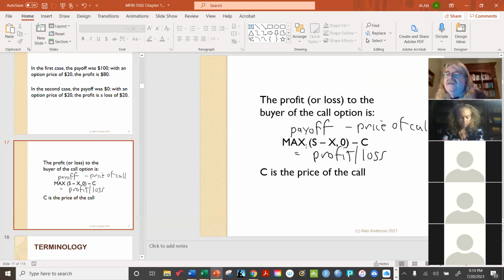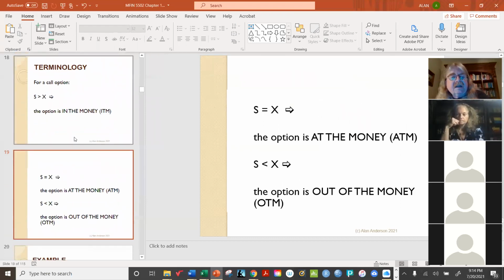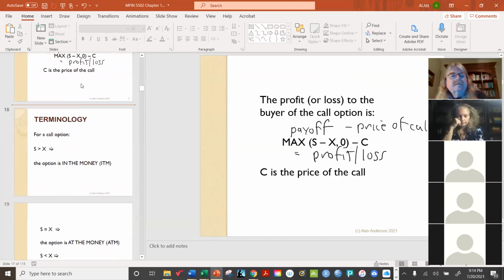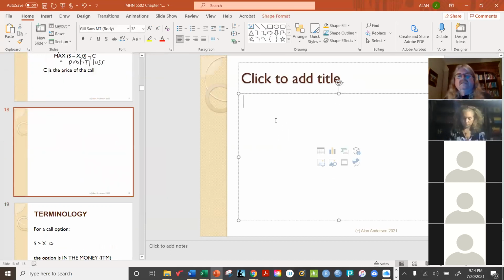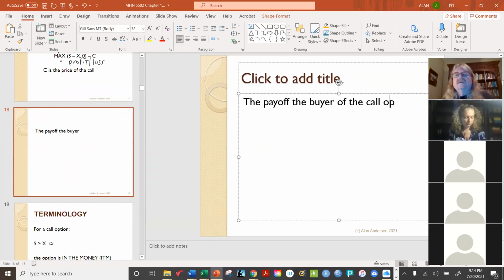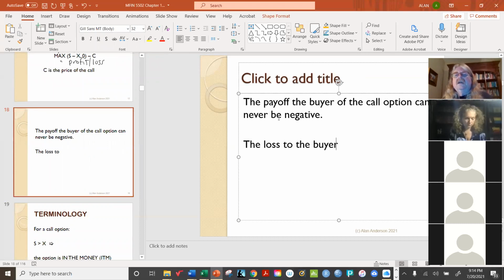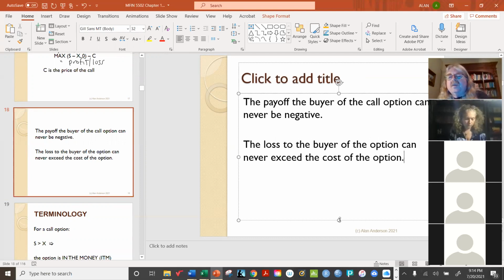So we have a payoff, which now, by the way, here's the one thing I just wanted to point out to you. And this is one of the interesting things about options. The payoff to the buyer of the call option can never be negative. The loss to the buyer of the option can never exceed the cost of the option. Aha. So those are two very important ideas.